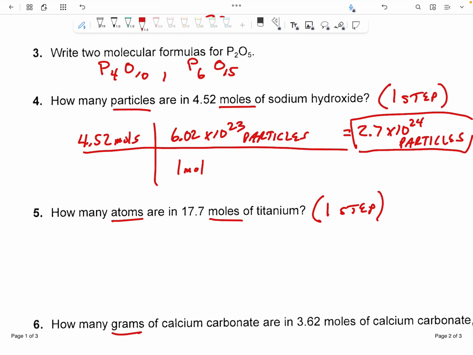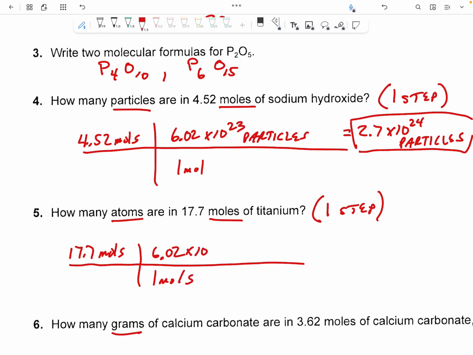Number 5, how many atoms are there in 17.7 moles of titanium? Another one-step problem. Write down what you've been given, 17.7 moles. And you're going to atoms, so again, you're going to be multiplying by Avogadro's number, 6.02 times 10 to the 23rd atoms. And you solve that problem.